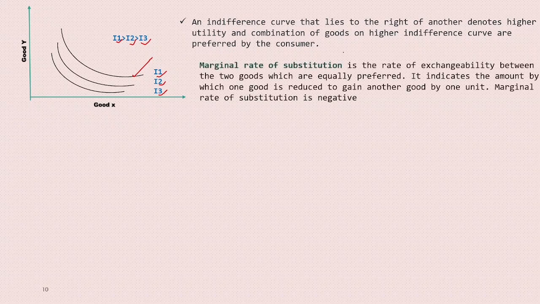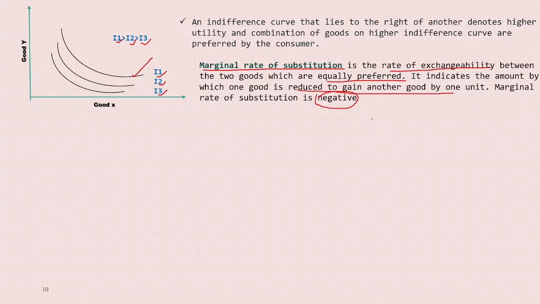Now another term is the marginal rate of substitution. As we know, it is the slope of the indifference curve. The marginal rate of substitution is the rate of exchangeability between two goods which are equally preferred. It tells us how much of, suppose, good X we have to reduce to gain another good Y. This is your marginal rate of substitution, and the marginal rate of substitution is negative.